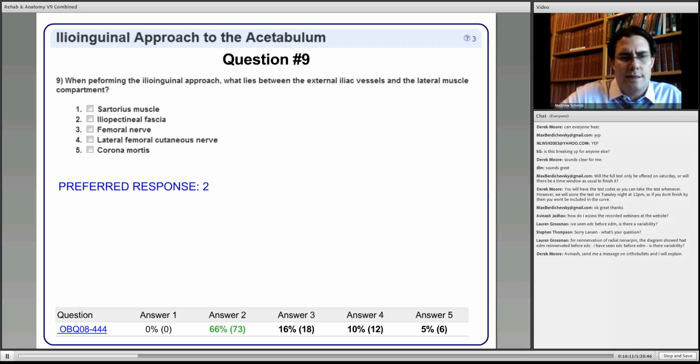It looks like a majority of people were able to get that, with a smattering of people choosing the femoral nerve and the lateral femoral cutaneous nerve. Remember, that comes off further laterally. The lateral femoral cutaneous nerve is going to be somewhere in the region between your ASIS and down to about a third of the way down. Some people say 2 centimeters. So again, that's going to be further lateral than the middle window of that ilioinguinal approach.